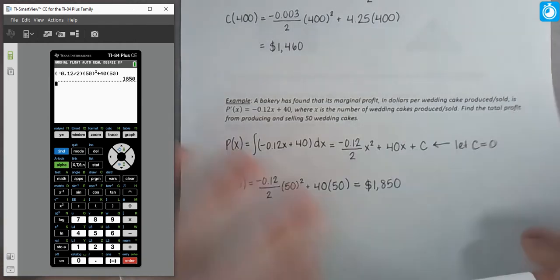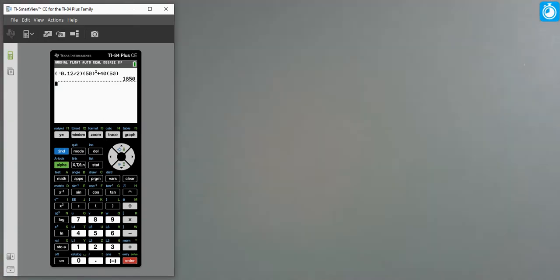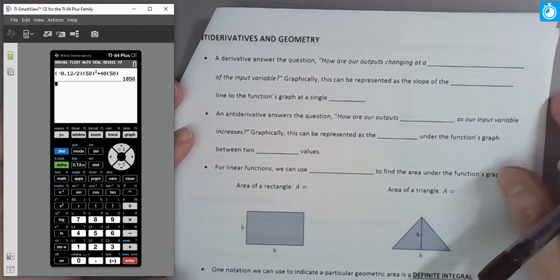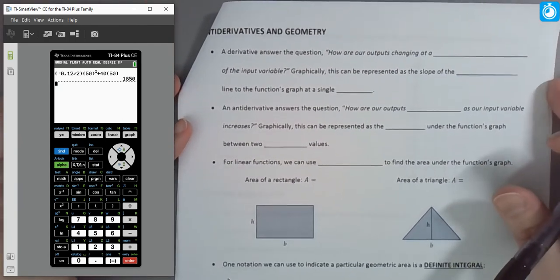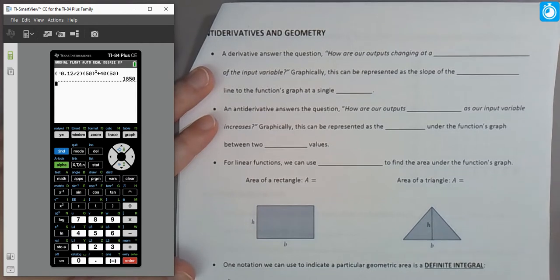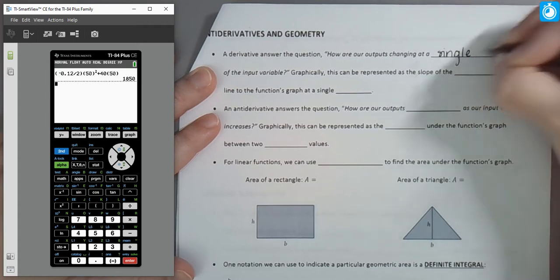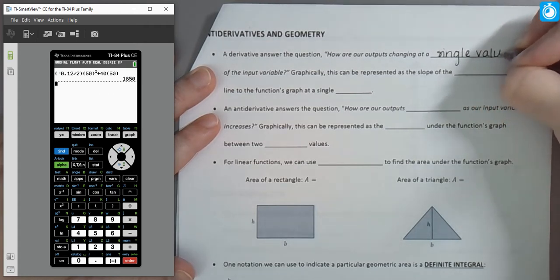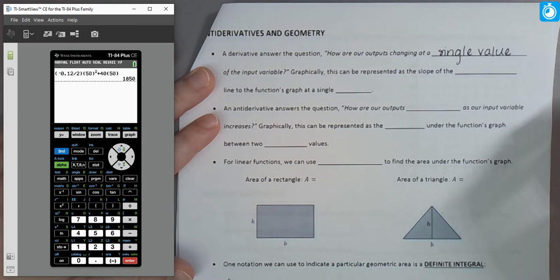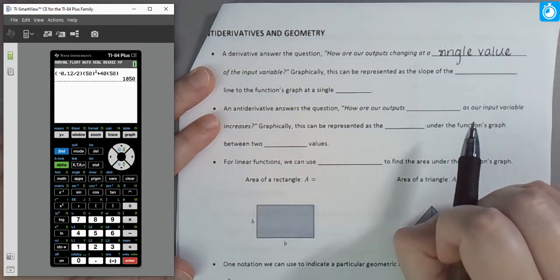So let's talk a little bit more about antiderivatives in general versus derivatives in general, specifically from a geometric standpoint. What does the antiderivative mean from a geometric standpoint? Well, we've discussed at length what a derivative means in terms of the graph of a function. So a derivative answers the question, how are our outputs changing at a single value of the input variable? So instantaneous change at a single value of our input variable.